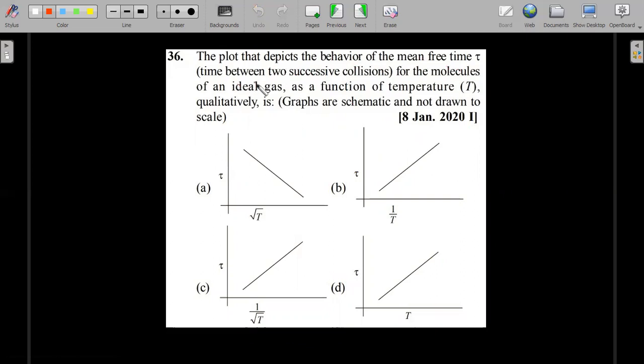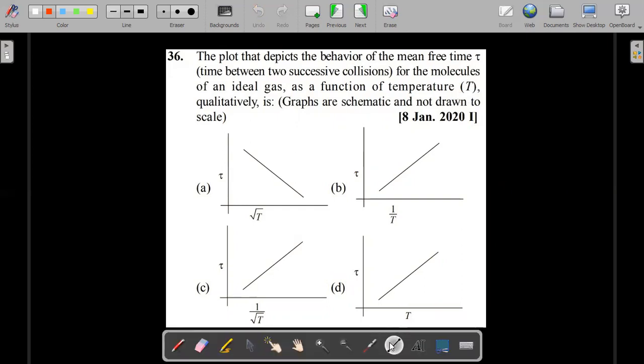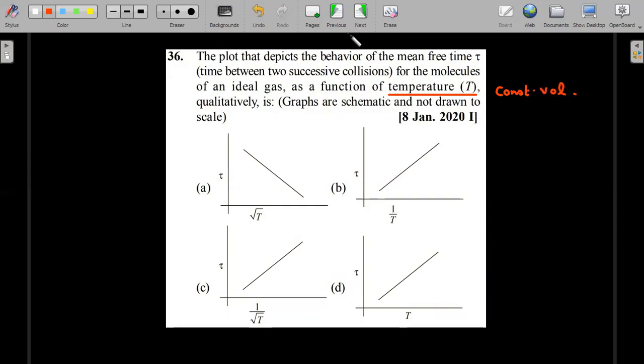He's mentioned that also, for the molecules of an ideal gas as a function of temperature. He said this one as a function of temperature, but never mentioned whether it is being done at constant volume or constant pressure, right? So whenever in doubt, what is the lesson we have learned? Whenever in doubt, try to use constant volume. Ambiguity will be removed, at least for the exam purpose.